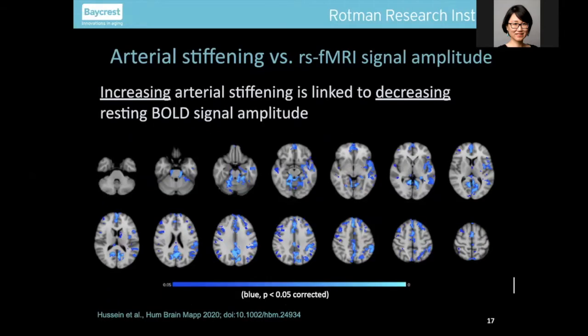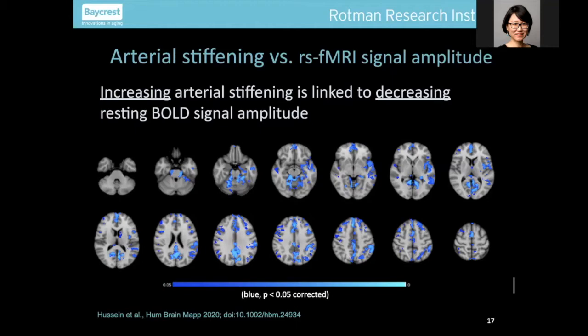Okay, so to now dive into the results. First we looked at the effect of pulse wave velocity versus the RSFA, so the signal amplitude. We see that the blue represents a negative association. So increasing stiffness is linked to decreasing RSFA, the signal amplitude. This is actually expected based on what we know about stiffness reducing vascular reactivity, and vascular reactivity driving the RSFA. So this is to be expected.